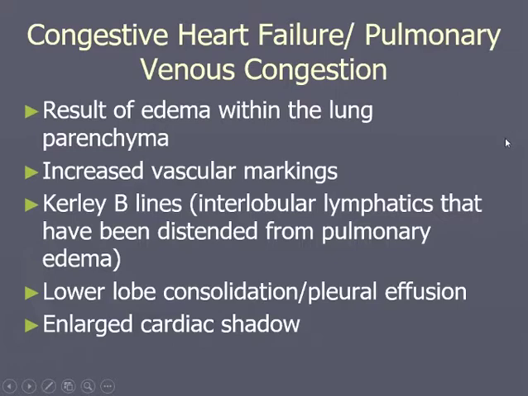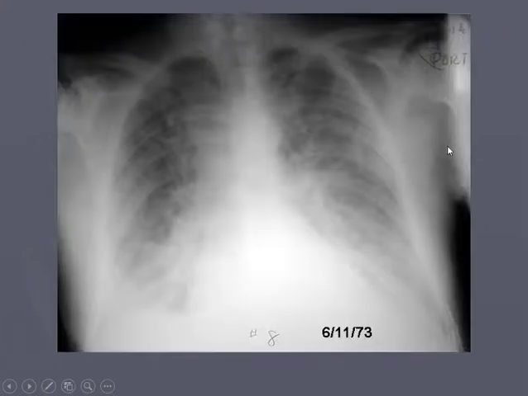Congestive heart failure versus pulmonary edema. Again, this is a result of edema forming within the parenchyma of the lung. We'll typically see increased vascular markings. We'll see a phenomenon called Kerley B lines. We'll see lower lobe consolidation, pleural effusions, and a large cardiac shadow. So here's a typical example of a heart failure chest x-ray going through our modalities.